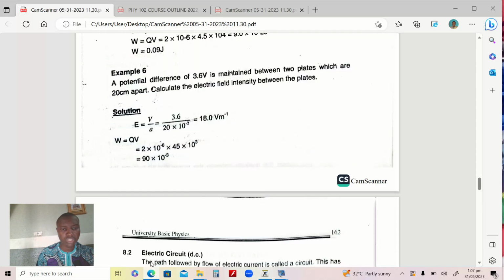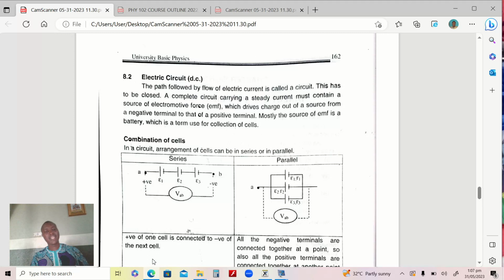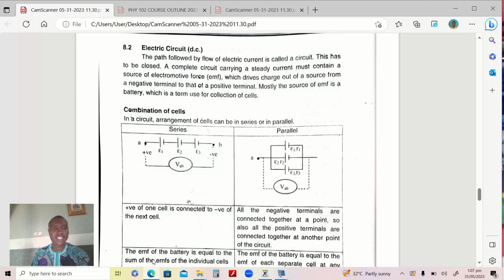So I want us to move to the last segment of the course, which is electric current. The path followed by the flow of electric current is called a circuit. So a circuit is the path followed by electric current. This has to be closed. You have to close a circuit.